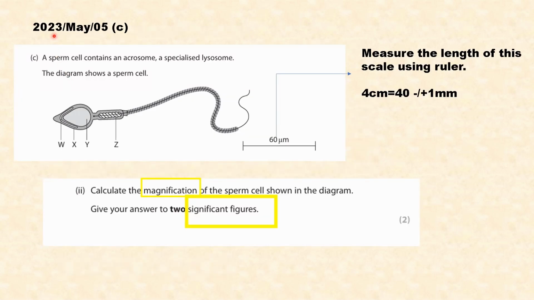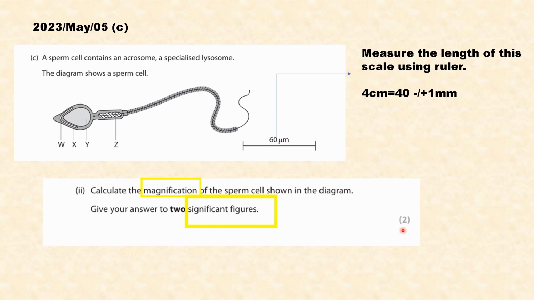Now let's move to the question from the May 2023 paper. It's about a sperm cell, which is quite similar to the question we encountered in the 2019 paper. The same picture of a sperm cell is provided with a scale, and you are asked to calculate the magnification. However, there is a slight difference this time. In the 2019 paper, you were only asked to find the magnification, but in this 2023 paper, you are specifically required to provide your answer in two significant figures. And this question is worth 2 marks.